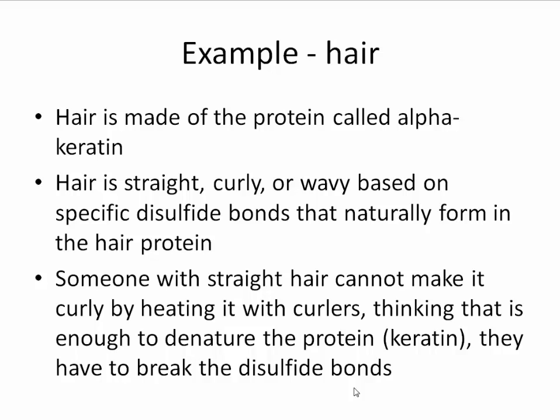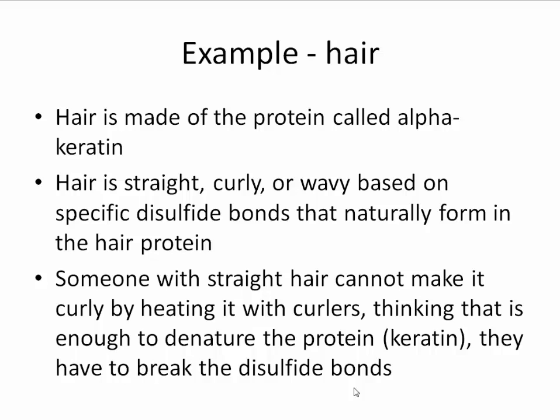It's made of a protein called alpha keratin. And the reason we have straight, curly, or wavy hair is because of disulfide bonds. Did you know that? They naturally form in the alpha keratin. So if you want to straighten your hair because you don't like it to be curly, what you're really doing is you're trying to break those disulfide bonds. You think that you could denature the protein by heating it, because that's how proteins denature, but not the disulfide bonds. They're harder to break.